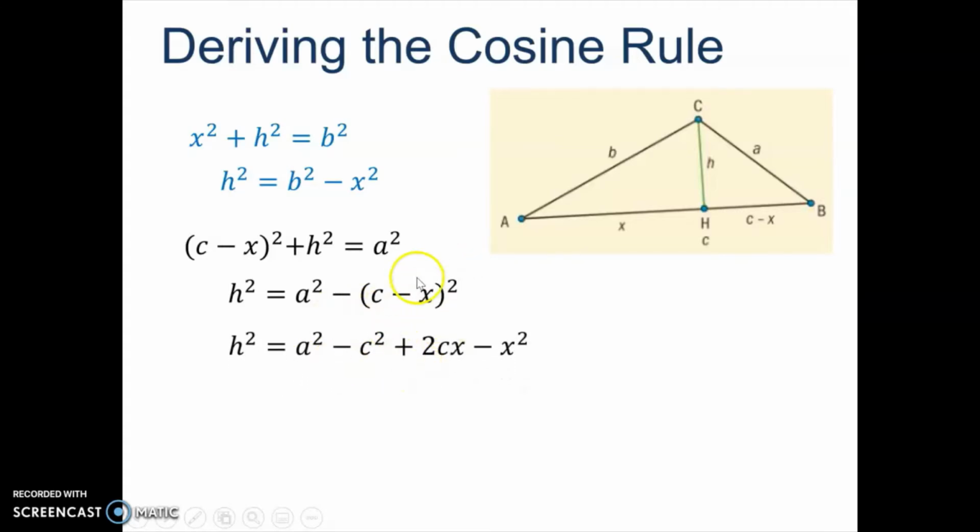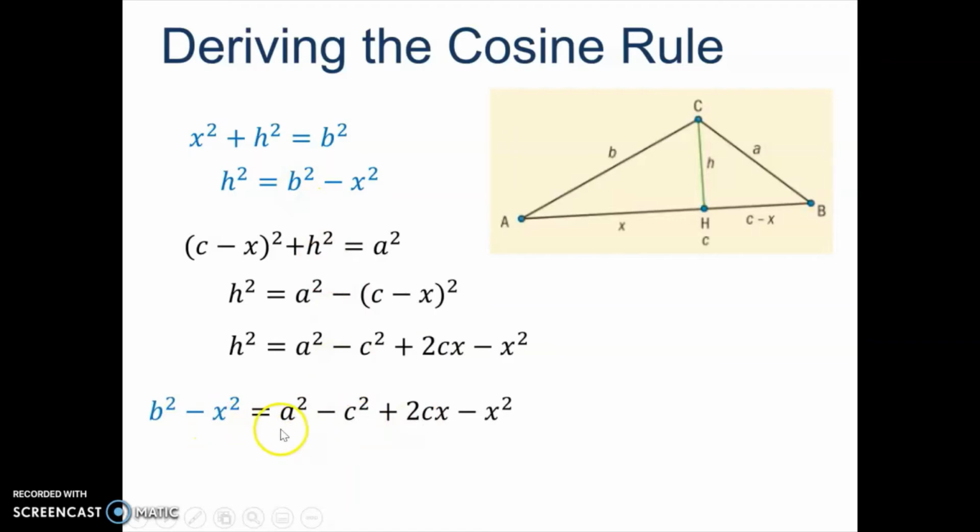All right. So this multiplied out, c minus x times c minus x gave me a trinomial, and then the negative went through it like this. Check your algebra. Now we have h squared equals this, and h squared equals this. So if h squared equals both things, we can equate those two things. And there's my equation combining those two things.